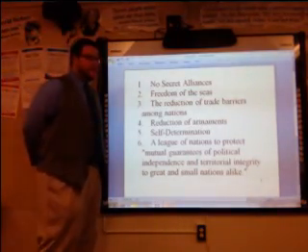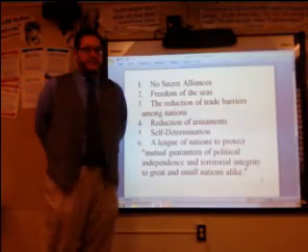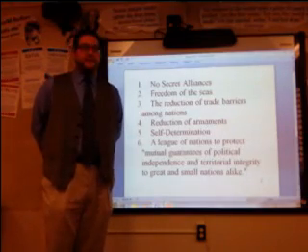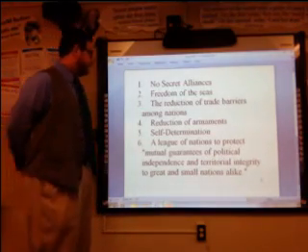The third thing that Wilson wanted was a reduction of trade barriers. He wanted more free trade between countries, a reduction of tariffs, a reduction of taxes on imports and exports.